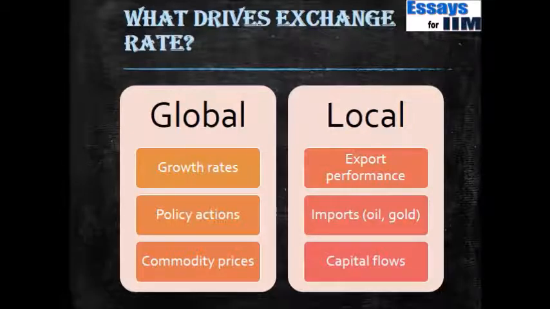Similarly, there are local factors. Local factors would be your own export performance. Now, how does export performance affect exchange rates? Let us take China for this example. If China exports more than it imports, when they export, they get dollars. So there are more dollars in the Chinese economy than there are yuan, which means the Chinese yuan actually appreciates, because eventually when the dollars come into China, they will get converted into Chinese currency. So the Chinese currency is in higher demand, because of which the currency appreciates.